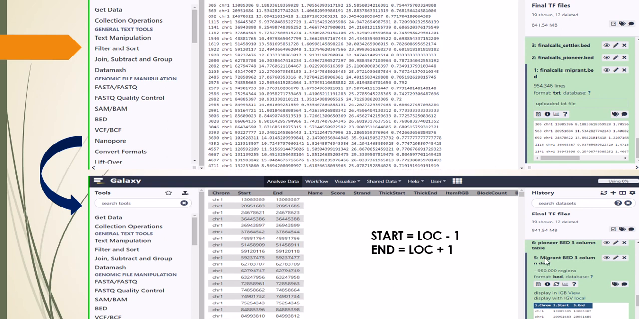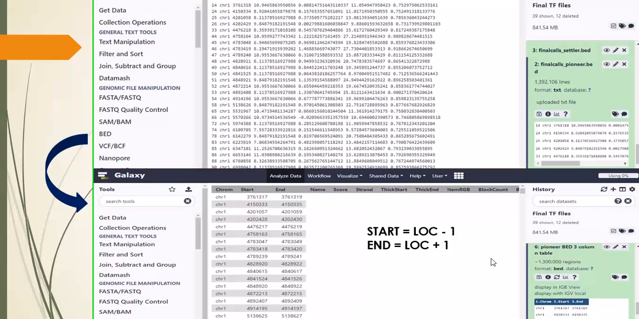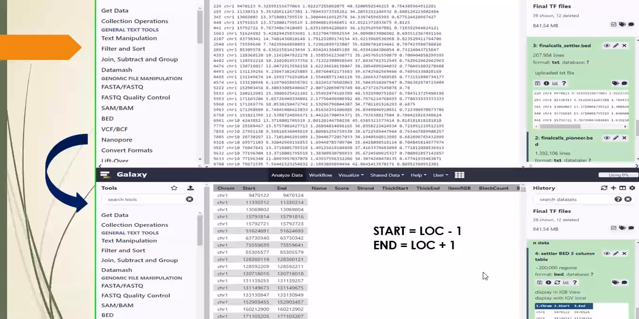This is the data of the migrant transcription factors, which contains around 9.5 lakh regions. Similarly, this is the data set for pioneer transcription factors, which contains around 13 lakh regions. This is the dataset for settler transcription factors, which contains around 2 lakh regions. All these tasks were performed on the Galaxy server.